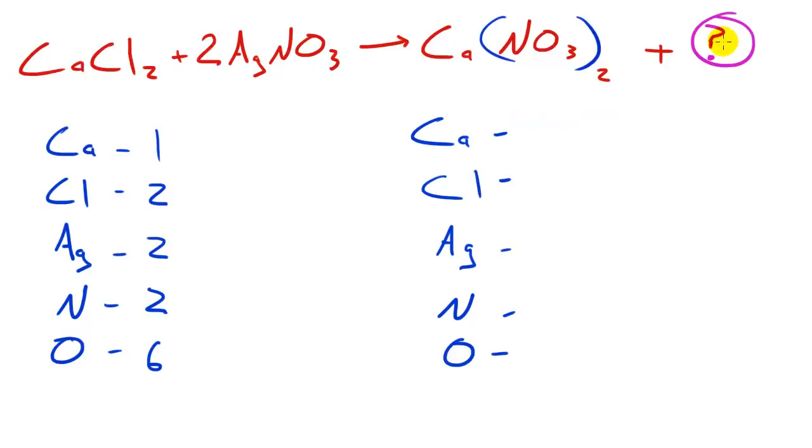So since we don't know what this is yet, let's figure out what we do know. We have 1 calcium. We don't have any chlorine yet. We have no silver yet. And let's see how many nitrogen. We have NO3, and there's 1 nitrogen in here. Since we have 2 of them, we're going to say we have 2 nitrogens. And since we have 3 oxygens in this molecule, and we have 2 of those total, we have 6 oxygen.